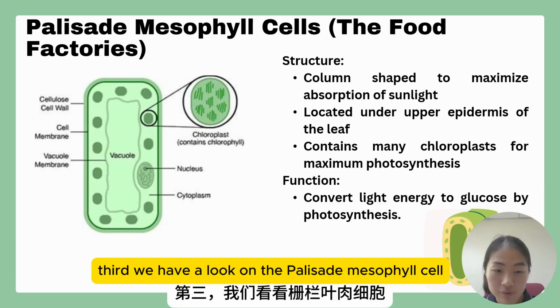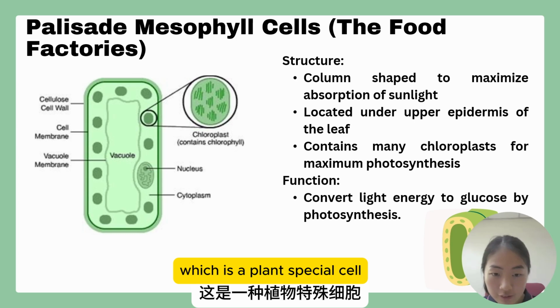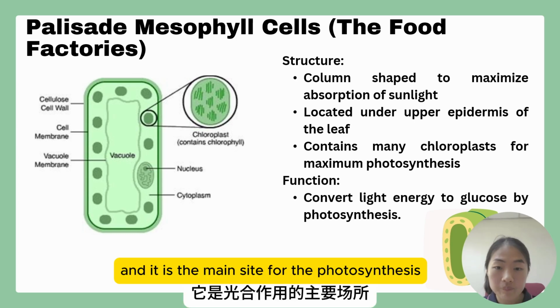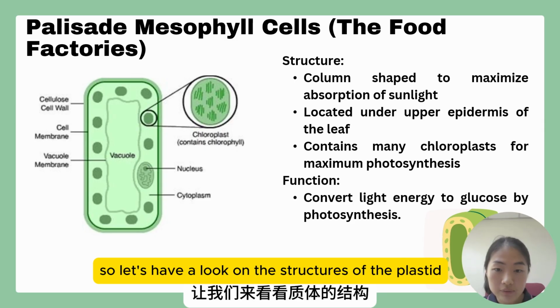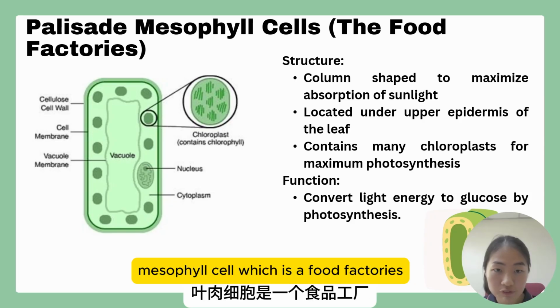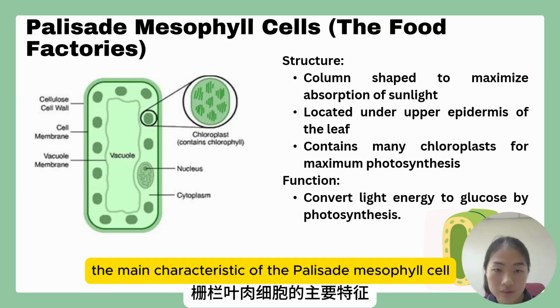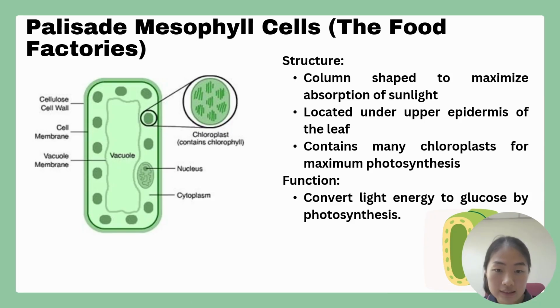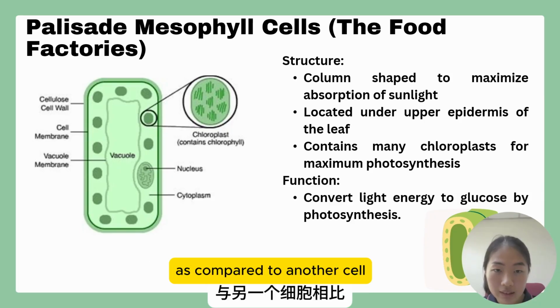Then we have a look at the palisade mesophyll cell, which is a plant specialized cell only found in the leaf parts of the plants. It is the main site for photosynthesis. So let's have a look at the structure of the palisade mesophyll cell, which is a food factory. The main characteristic of the palisade mesophyll cell is that it contains a very large amount of chloroplast as compared to other cells.